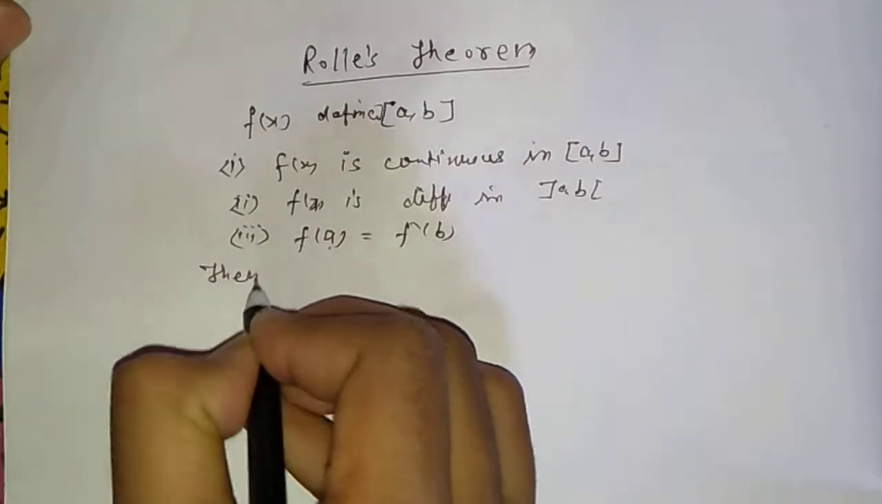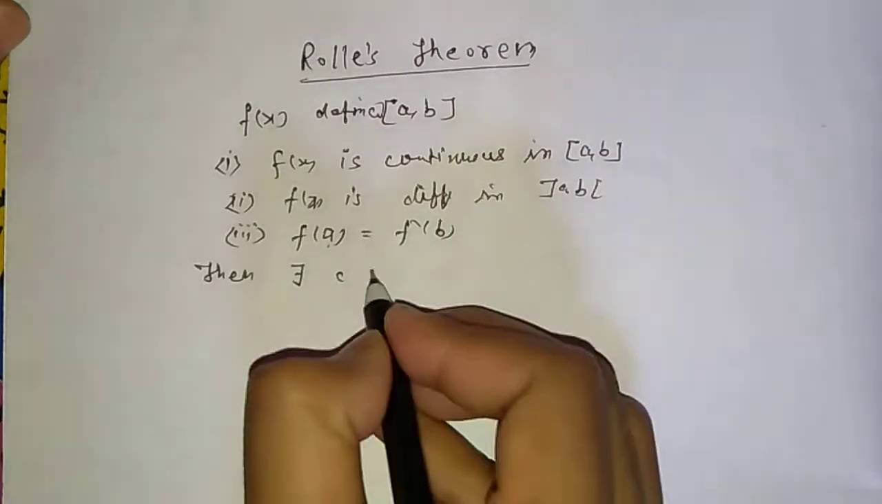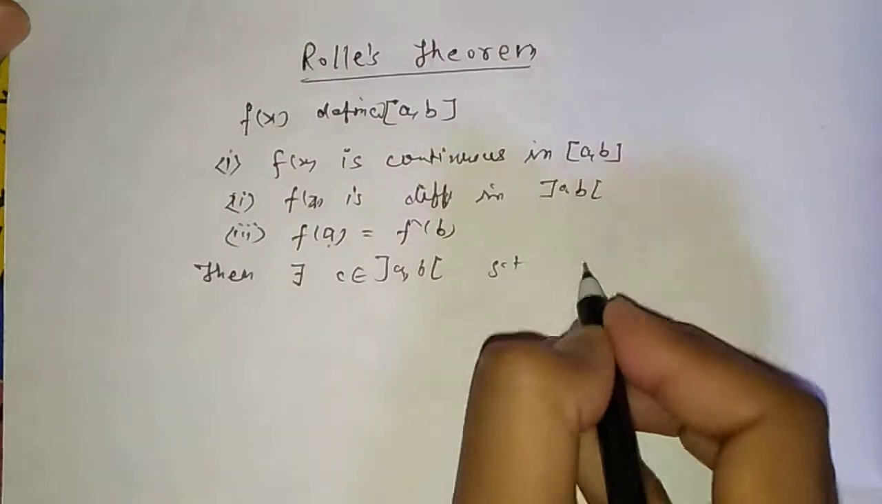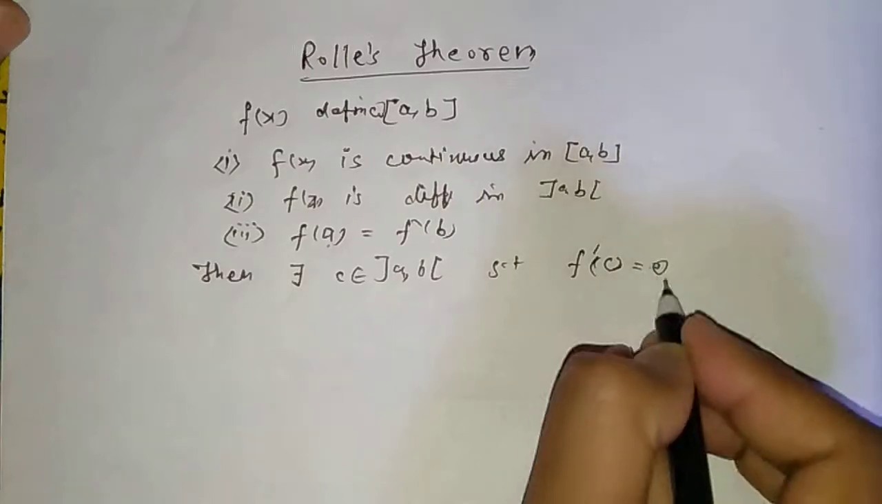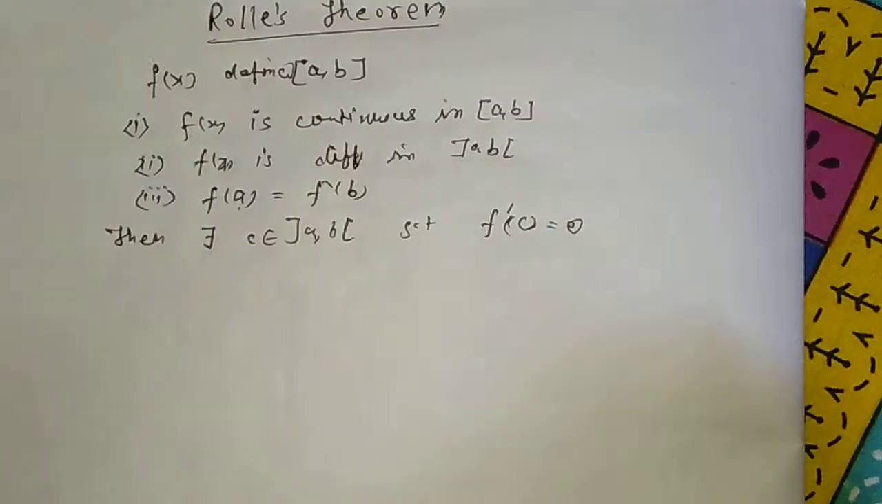Then the theorem says that there must exist a point, say c, from the open interval (a, b) such that f'(c) is equal to 0. We can understand this theorem by the graphical method very easily.